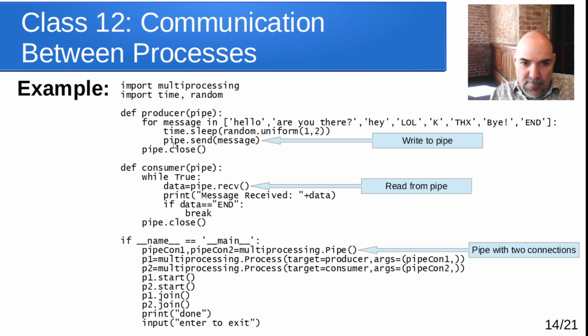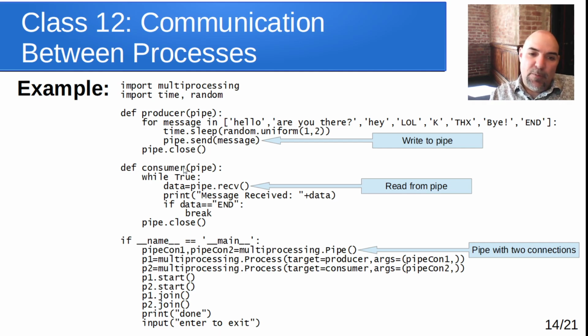So this pipe.send, the first time it's going to send hello, and then between 1 and 2 seconds later, it's going to say, are you there? And between 1 and 2 seconds later, it's going to say, hey, lol, okay, thanks, bye, end. But notice that it's going one message at a time, sticking them into that pipe. And you'll notice that I passed the pipe into this producer as a parameter, just like we had mentioned earlier with queues. Same thing we're doing here.